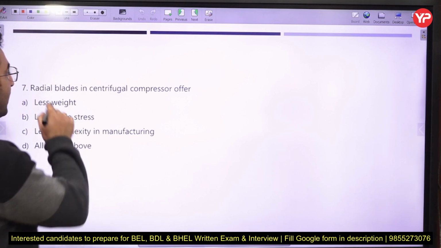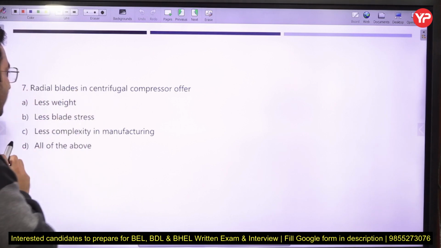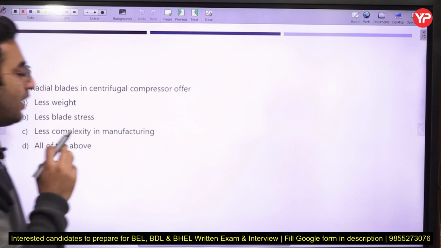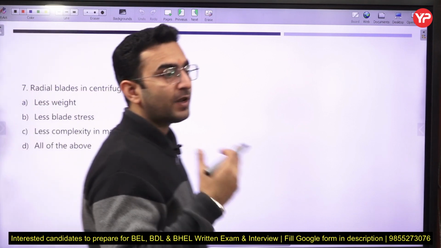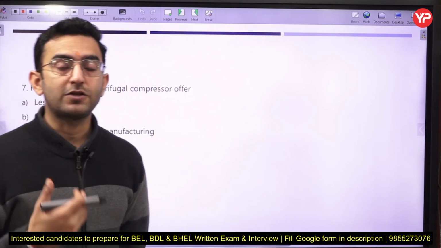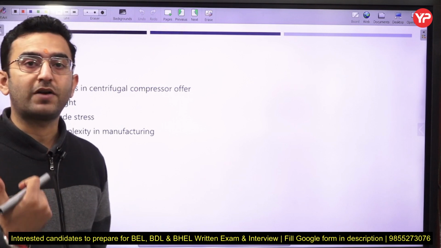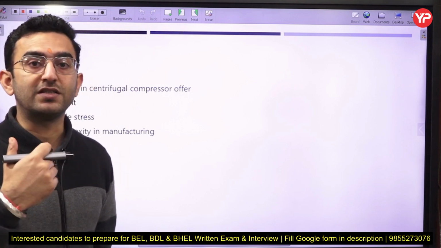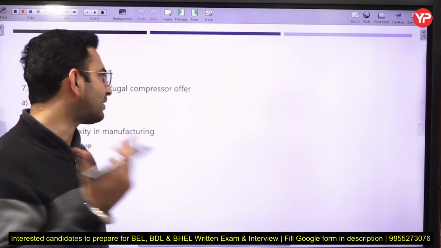Next part, radial blade in a centrifugal compressor offer. Okay, so now just remember, when we talk about the compressor, what is the main purpose of compressor? Compressor is used to increase the pressure as well as the temperature of the fluid. Okay, and in the case of power absorbing device, the main purpose is to increase the temperature, and in the case of power producing device, the main purpose is to increase the pressure here. Okay, so that is the main purpose here.